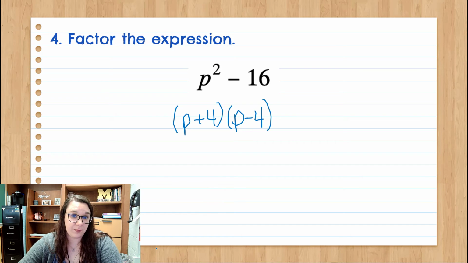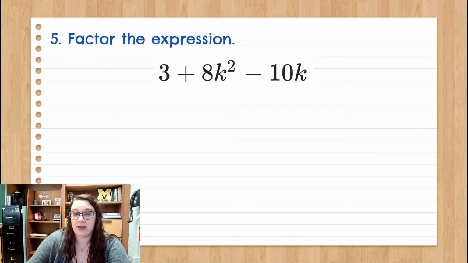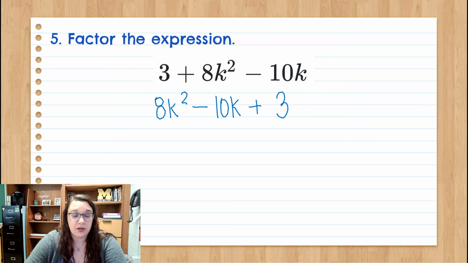The next couple examples I have are kind of reviewing what we've done so far in other lessons as well. So here's a new one. It looks a little bit different. What looks different to you? If you thought to yourself that it's in the wrong order, man, you're right, because usually the k squared term comes first, and then the k term, and then the constant. So if I rework this, now it looks pretty normal.